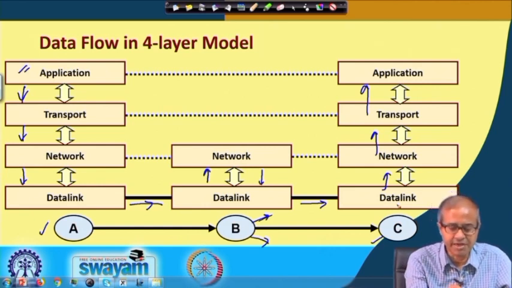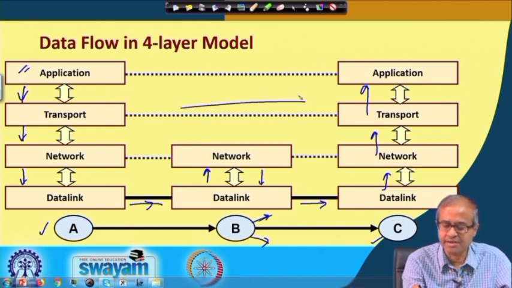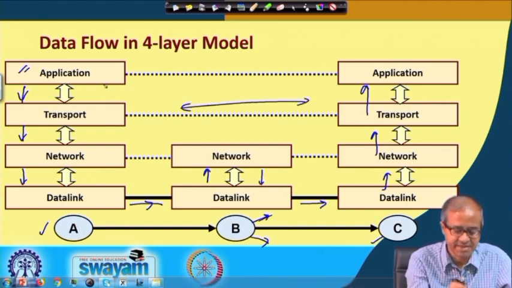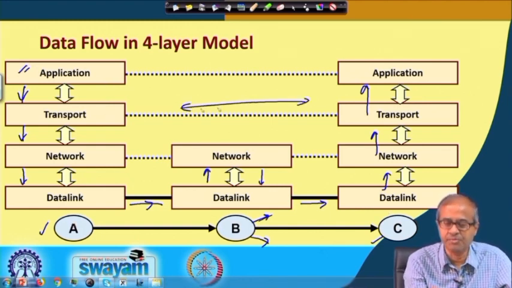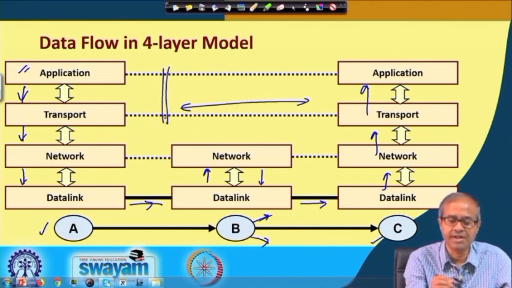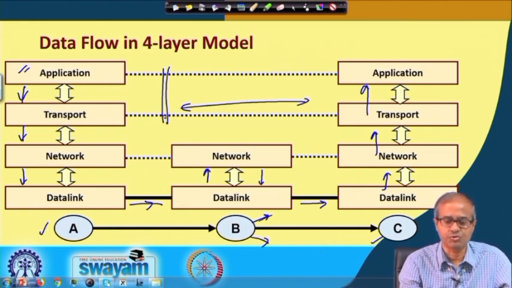C. Now, you can see this transport is an end to end layer or host to host layer, as if A and C are communicating directly. This intermediate node B is not visualized at this layer and also at the application layer. These are called end to end or host to host layers.